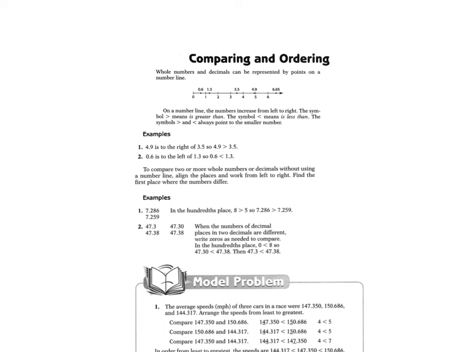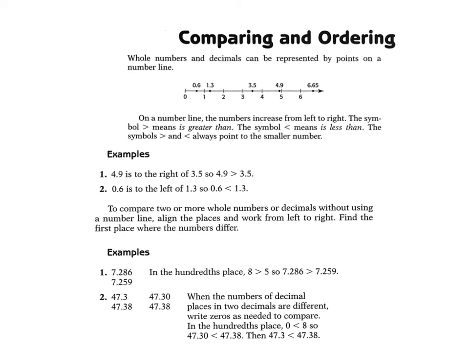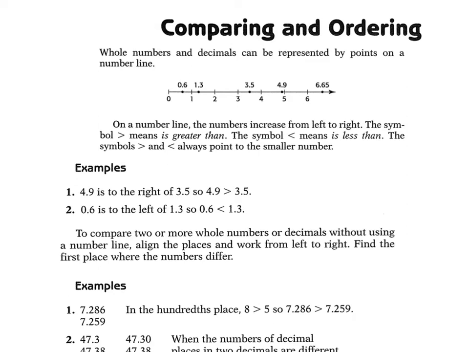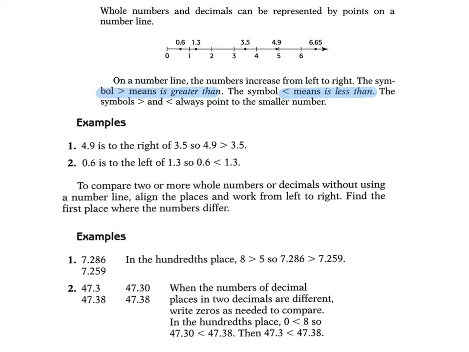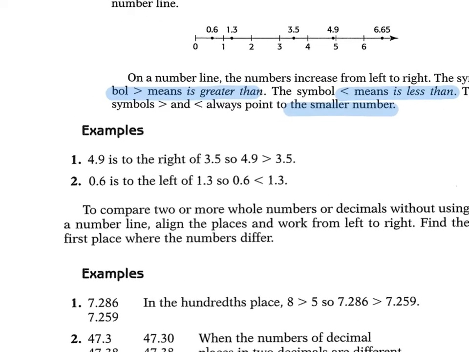Next, we have comparing and ordering. When comparing and ordering numbers, we need to think about where the numbers would fall on the number line. So here we have our greater than symbol and our less than symbol. And it always points to the smaller number. So looking at example 1, 4.9 is to the right of 3.5, so 4.9 is greater than 3.5. 0.6 is to the left of 1.3, so 0.6 would be less than 1.3.